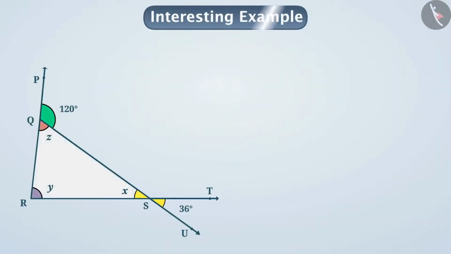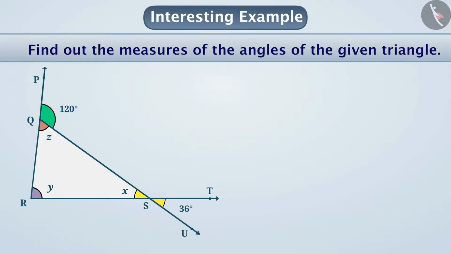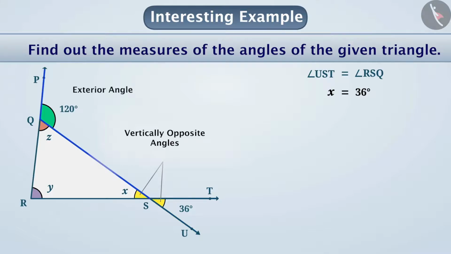Let us see an interesting example. Find out the measures of the angles of the given triangle. Here, angle UST and angle RSQ are vertically opposite angles. Therefore, both are equal. That means we get x is equal to 36 degree. Similarly, in the given figure, angle PQS is the exterior angle of triangle QRS. Angle QRS and angle RSQ are the interior opposite angles of angle PQS. The exterior angle of a triangle is equal to the sum of the interior opposite angles.